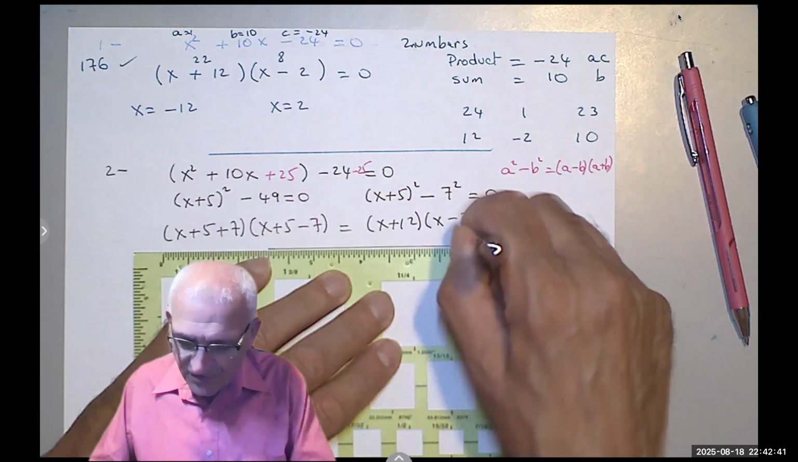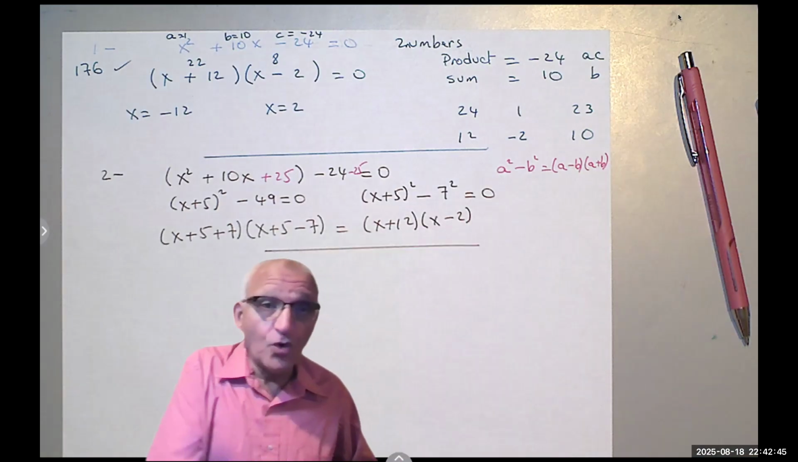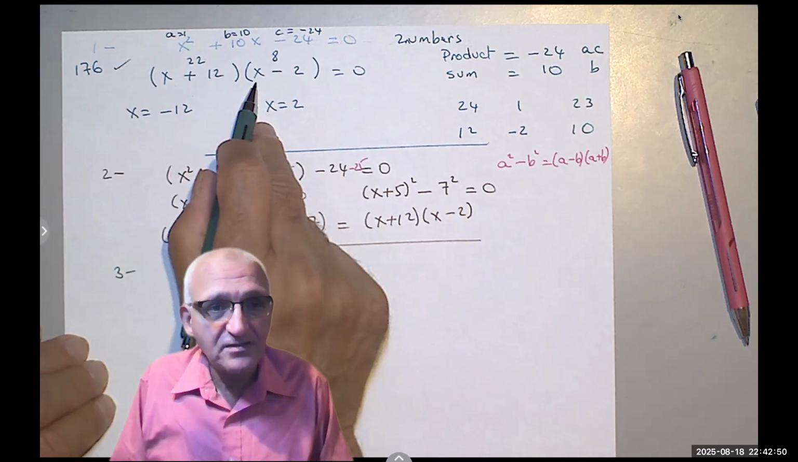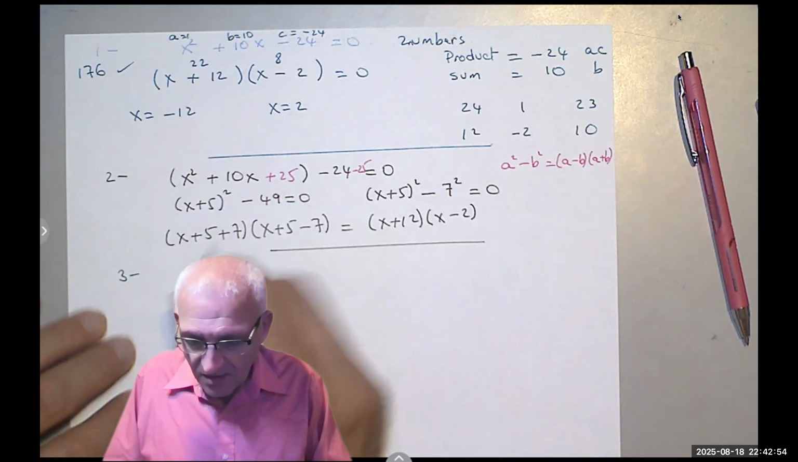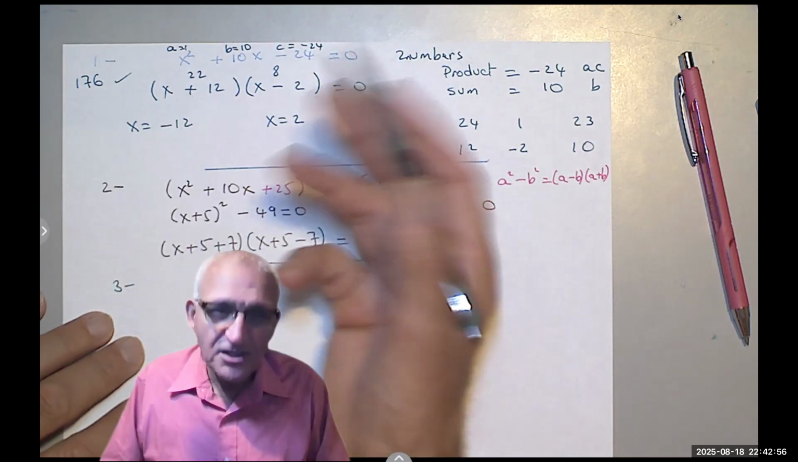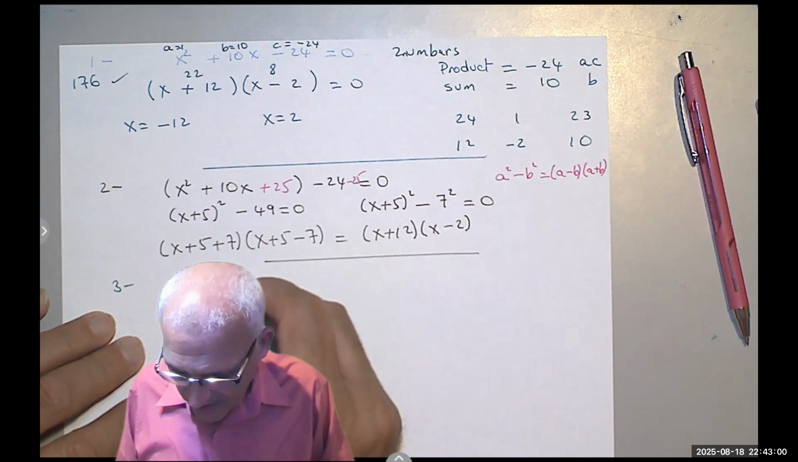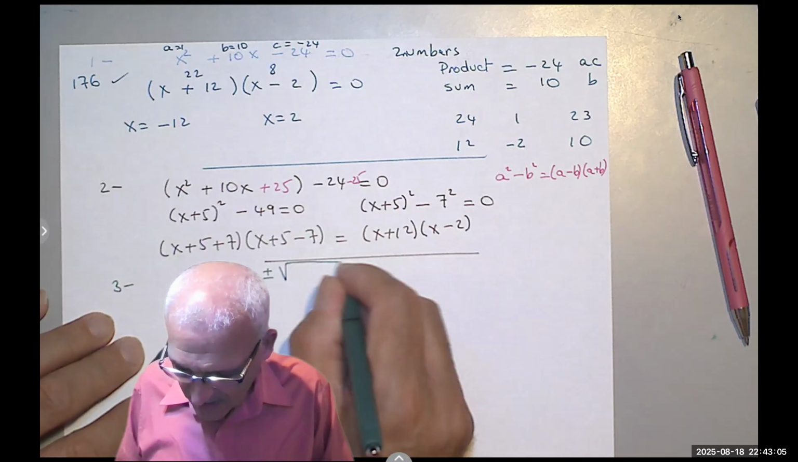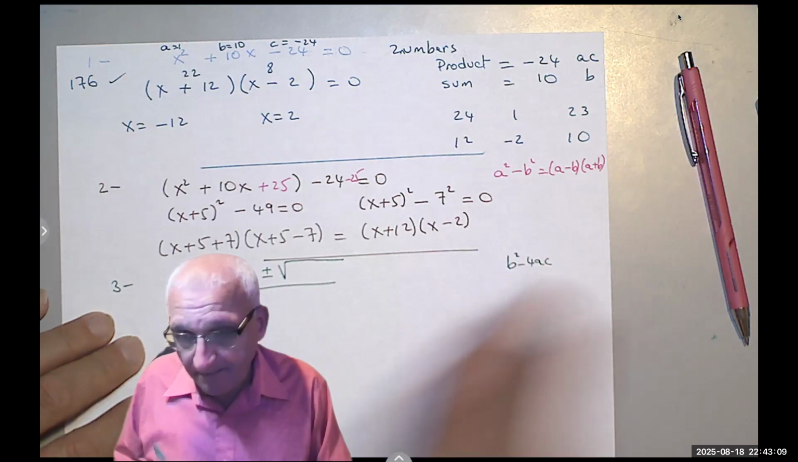Finally, the third method, which is guaranteed to work in all cases, because sometimes you cannot factor, but you can always do that. Notice we said ABC, and you should know that we can say x equals negative b plus or minus the square root of the discriminant. What is the discriminant? It's b squared minus 4ac.